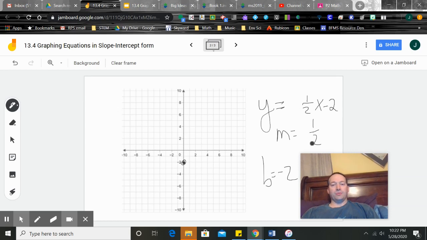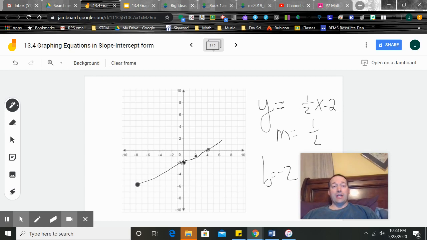Next, my slope is 1/2, which means I go up 1 to the right 2. Up 1 to the right 2. And I'm just going to do 2 points for this one. And connect my dots in a straight line. And voila, I now have made a line.